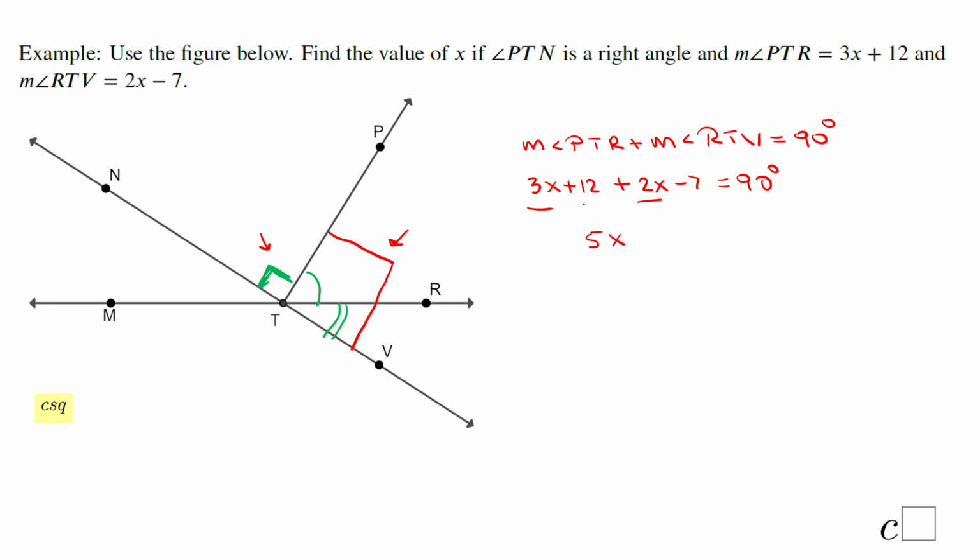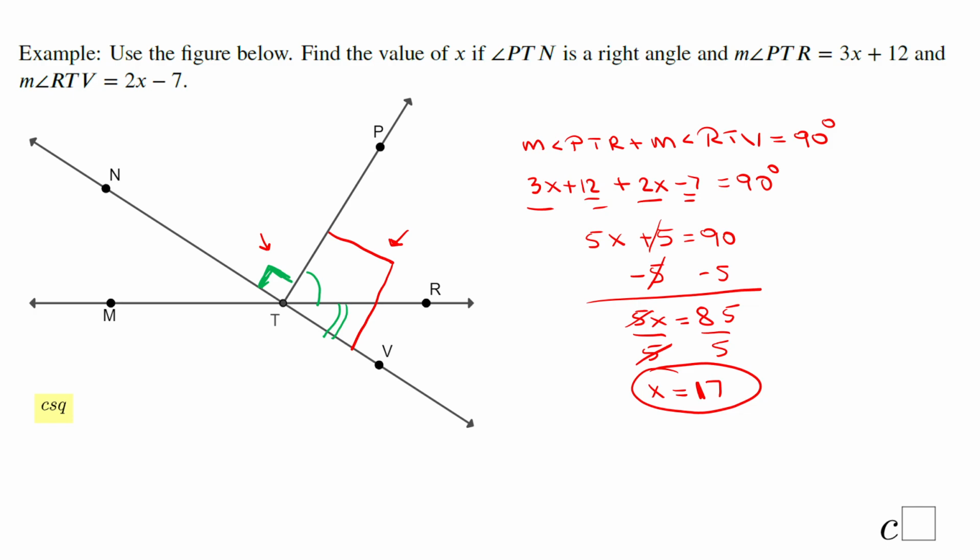12 minus 7, those are alike, so that would be plus 5 equals 90. Two-step equation, I'm going to subtract 5. So I have here 5x equals 85, and the last step, divide by 5. So I have x equals 17. So that's the first thing we need to find out. Find the value of x, and that's it. We done the problem.